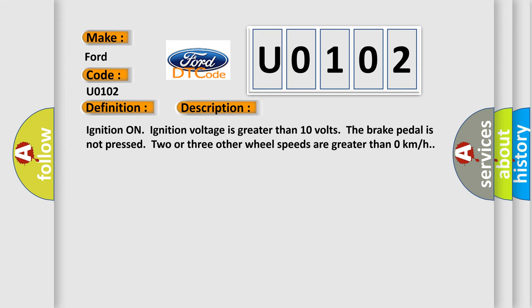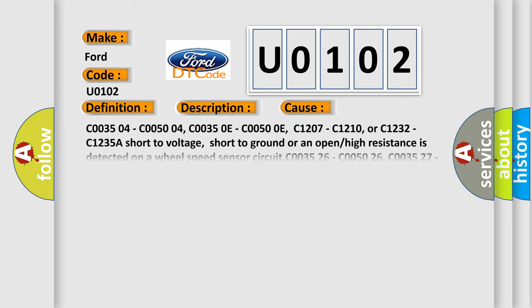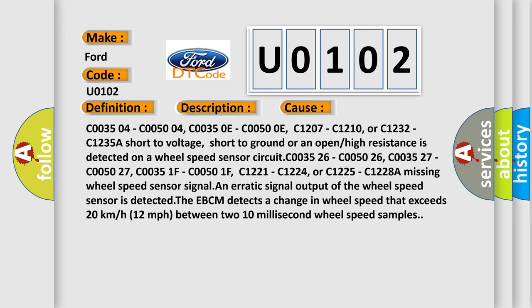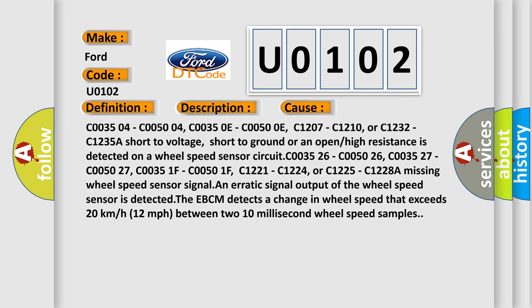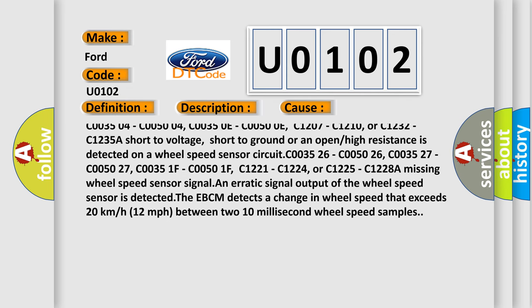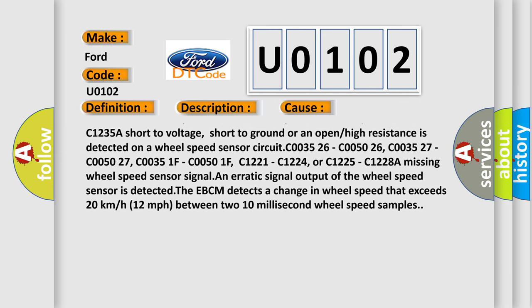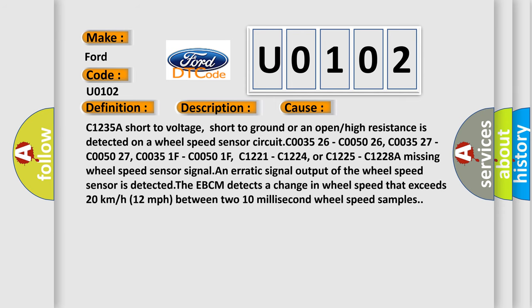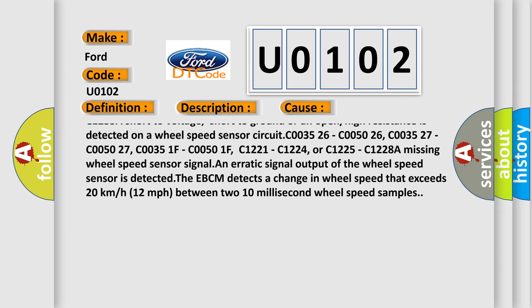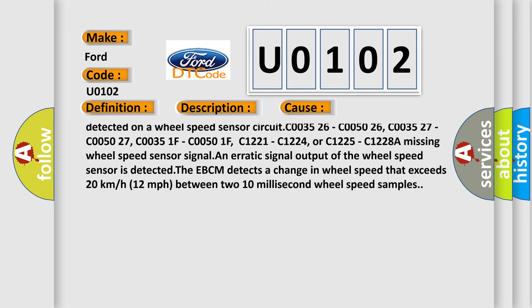Ignition on, ignition voltage is greater than 10 volts. The brake pedal is not pressed. 2 or 3 other wheel speeds are greater than 0 km per hour. This diagnostic error occurs most often in these cases: C003504, C005004, C00350E, C00500E, C1207, C1210, or C1232, C1235. A short to voltage, short to ground, or an open or high resistance is detected on a wheel speed sensor circuit.